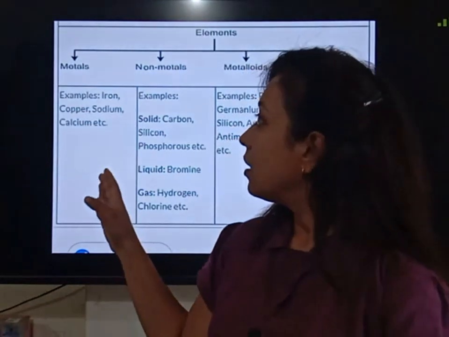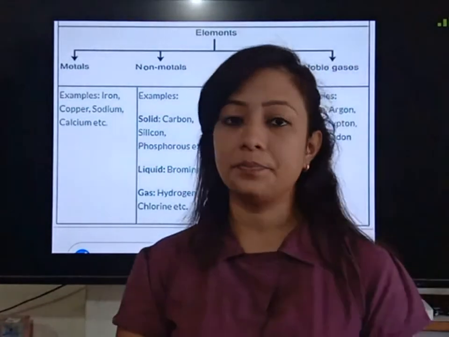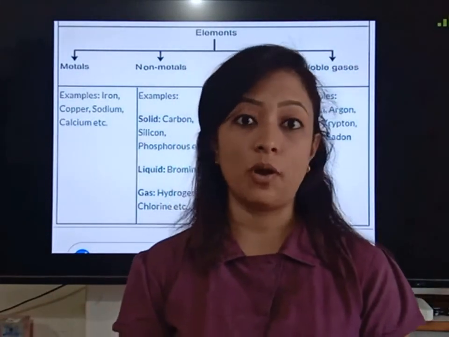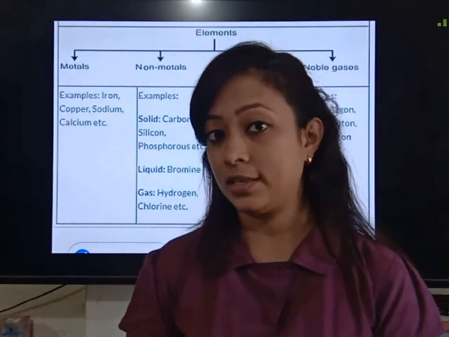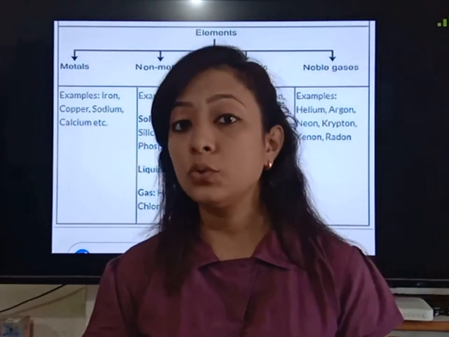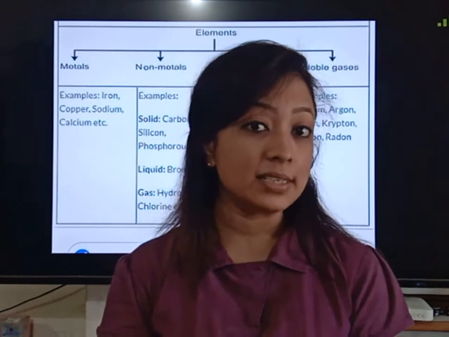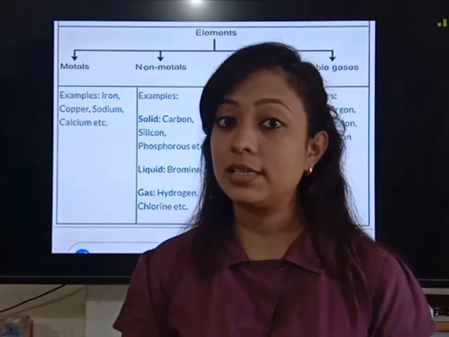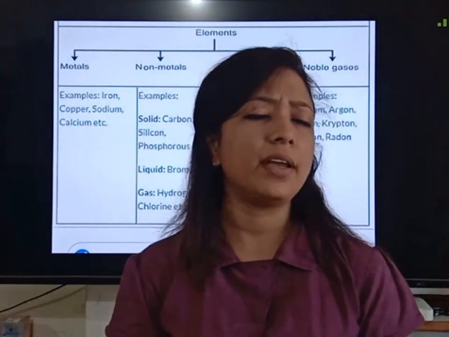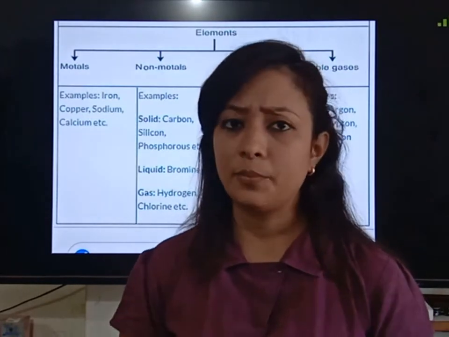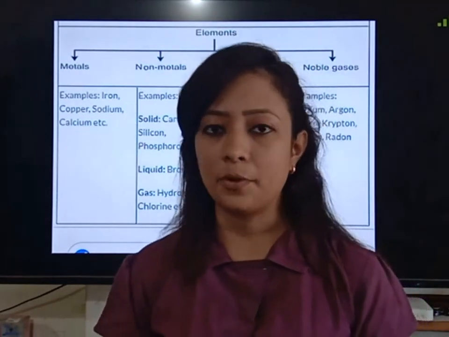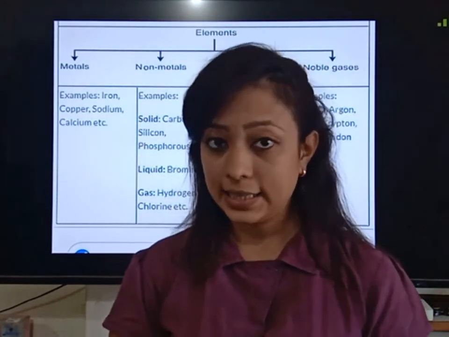So children, here the question arises: are there any metals whose melting point and boiling point is very low? So yes, there are two metals, that are called gallium and cesium. These two metals have very low melting point. So their melting point is approximately 30 degrees Celsius.